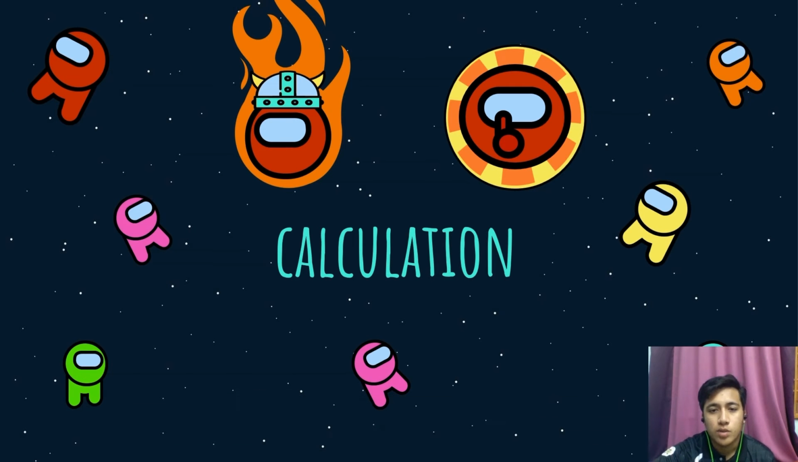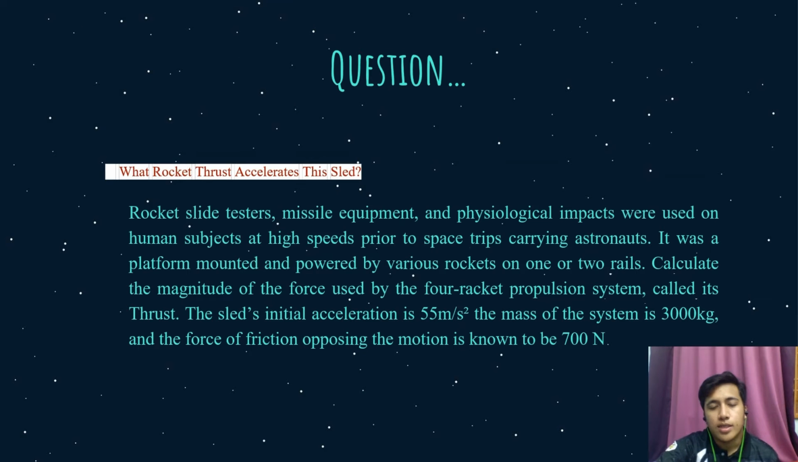So, I will present to you the calculation. This is the question: what rocket thrust accelerates this sled? Rocket sled testers, missile equipment, and psychological impact were used on human subjects at high speed prior to space trips carrying astronauts. It was a platform mounted and powered by various rockets on one or two rails. Calculate the magnitude of the force, called its thrust, produced by each of the 4 rocket propulsion systems. The sled's initial acceleration is 49 meters per second squared, the mass of the system is 2,100 kg, and the force of friction opposing the motion is known to be 650 Newtons.